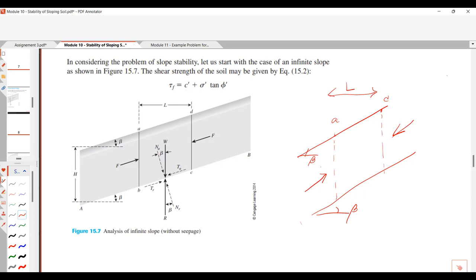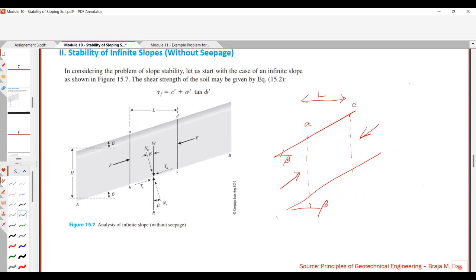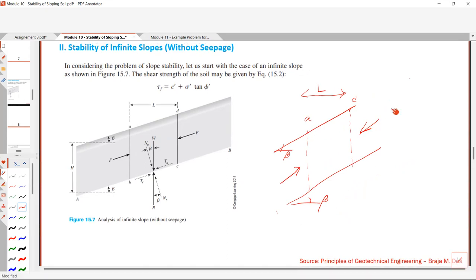That F is the force that will cause the failure in sliding. So this will be the weight of your soil. This is a soil, remember. Then drawing the free body diagram. So if this will be W, this will be NA. And this NA has an angle which is equal to beta. Kung ano yung angle mo dito, yun din yung angle mo doon.